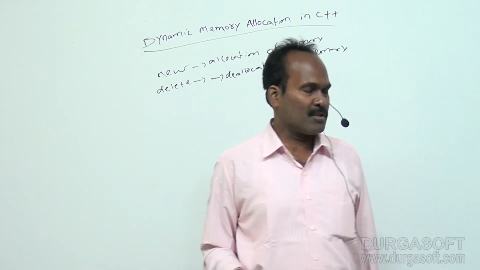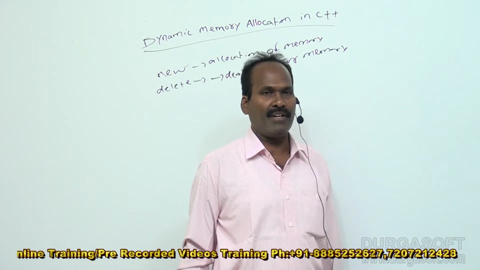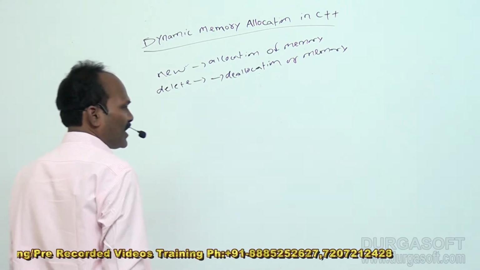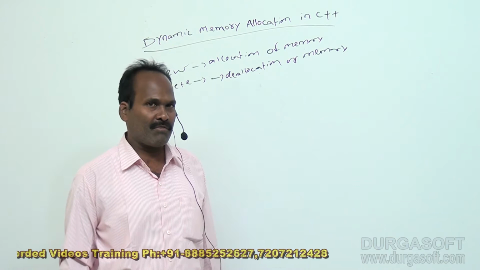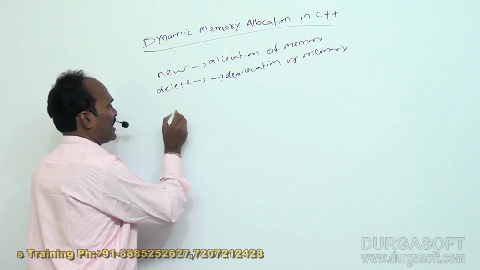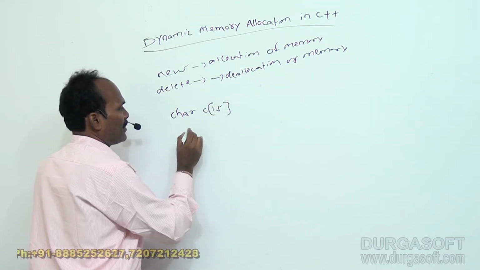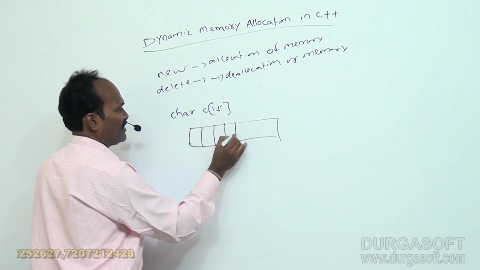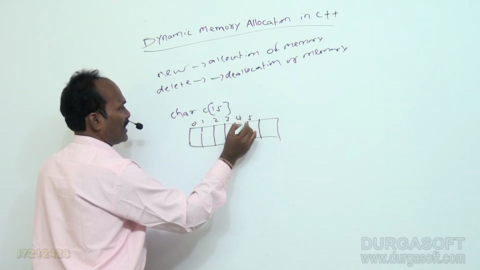Those basic concepts you have already discussed in C language. Even so, once again I will explain the difference between static memory allocation and dynamic memory allocation. Static memory allocation is a process of allocating a fixed amount of memory at compilation time. Once memory is assigned, that cannot be altered. Suppose I use an array like this, char C of 15. Immediately the compiler's responsibility is to allocate 15 cells for this, each with 1 byte of space.